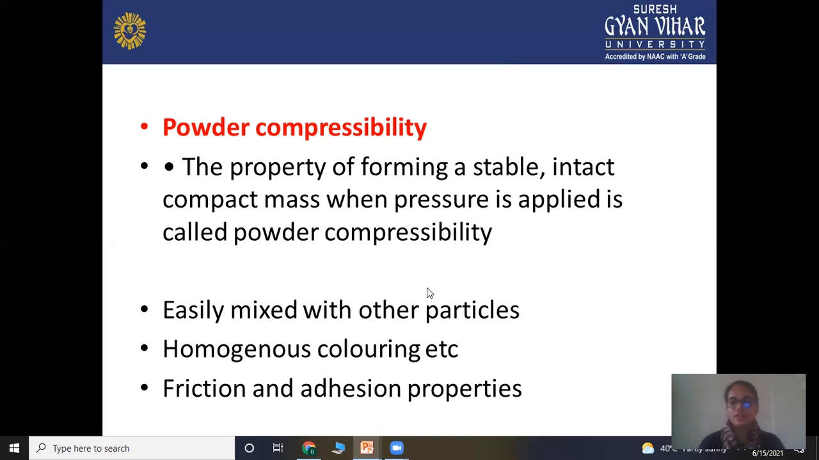And the next is friction and adhesion property, which is also good. It easily adheres with all particles to form a uniform mass of the tablet. And the friction is also properly required for the compressibility of the tablet.